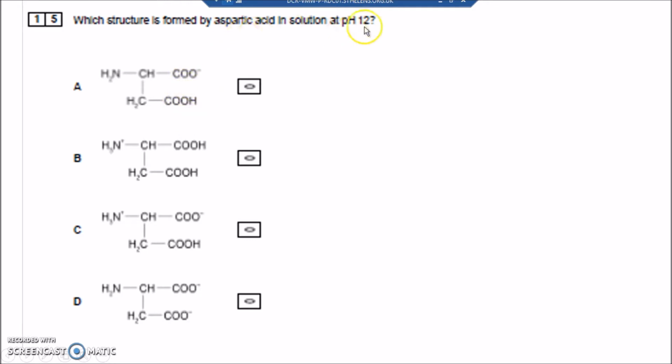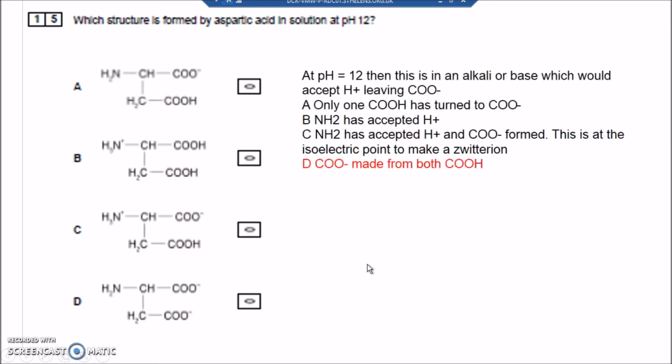So both of them will be affected, especially in such a highly basic solution as pH 12. So I'm looking for 2 COO minuses. My answer is D. So this will remove an H plus from both of these carboxylic acid groups.